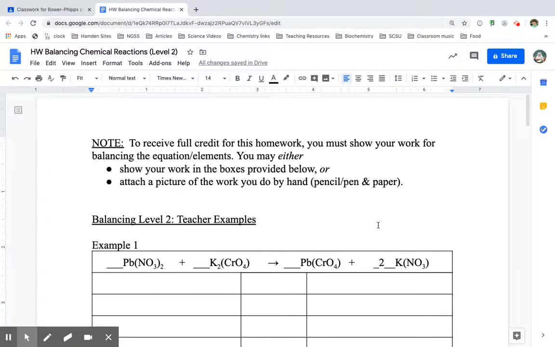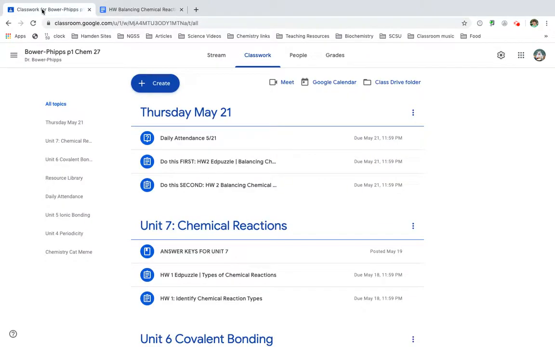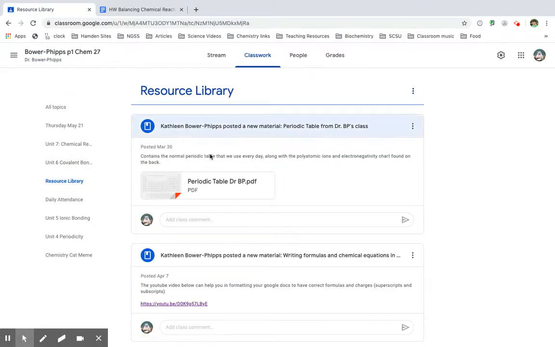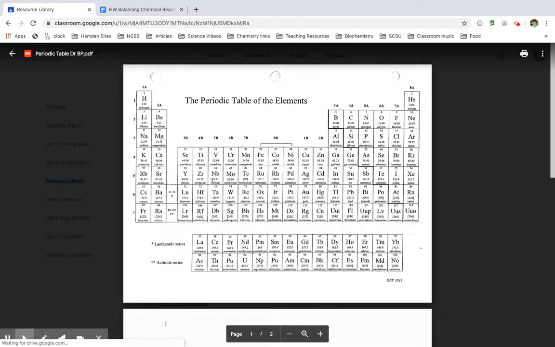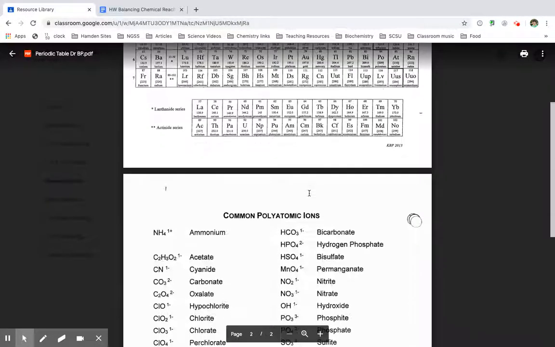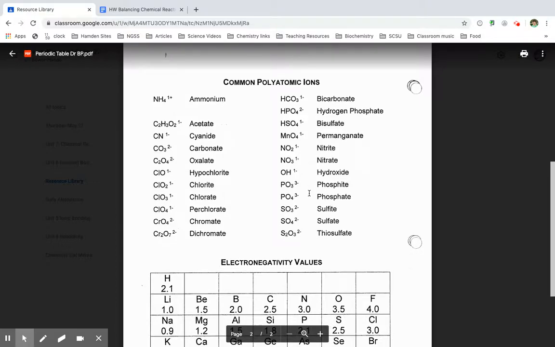Howdy there, folks. Today we're going to walk you through balancing chemical reactions level 2. And for this, you're definitely going to want your periodic table. So make sure you go back to our resource library under your classwork stream, and you can find the periodic table that we use in class. The most important part today is going to be the back page, common polyatomic ions.